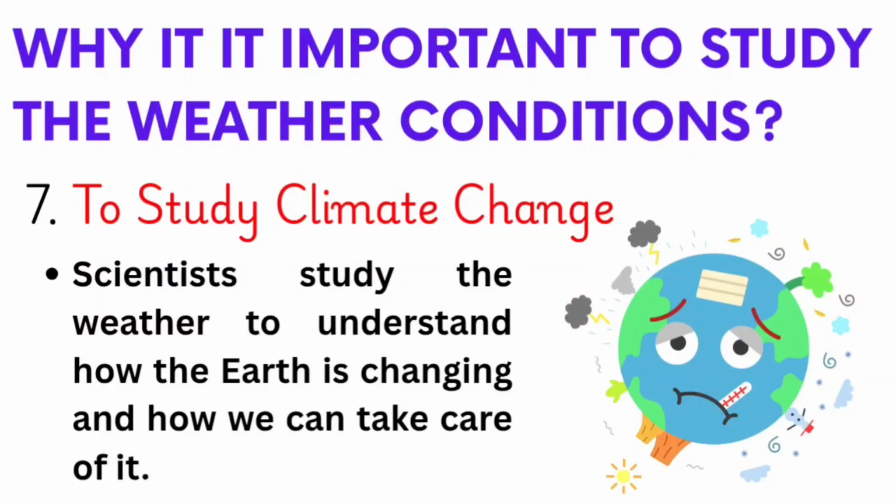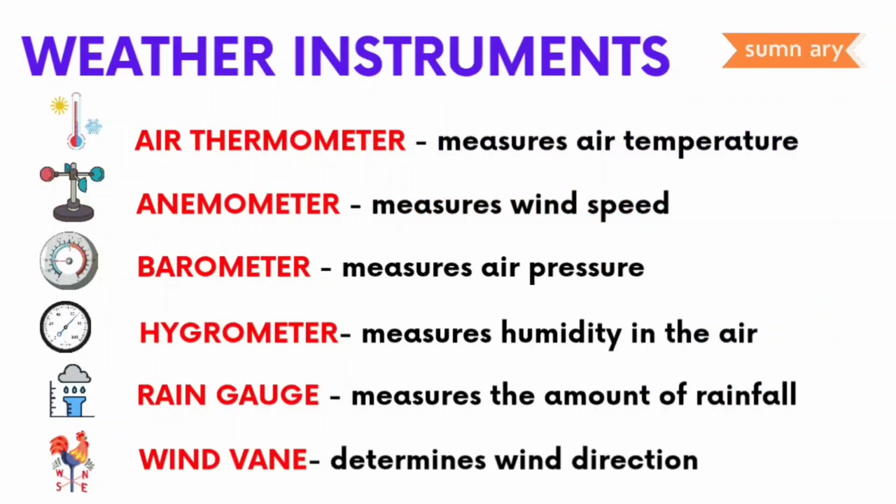Number 7, to study climate change. Scientists study the weather to understand how the Earth is changing and how we can take care of it. To sum it up, here are some of the weather instruments and their functions.